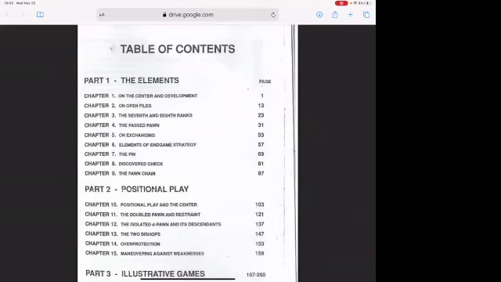So these are the table of contents. Once again, the elements is Part 1. So forget about everything else, we're focusing on the elements. Okay, first chapter, on the center and development. Folks, I promise you, when you listen and understand this chapter, you are automatically going to become a better chess player.